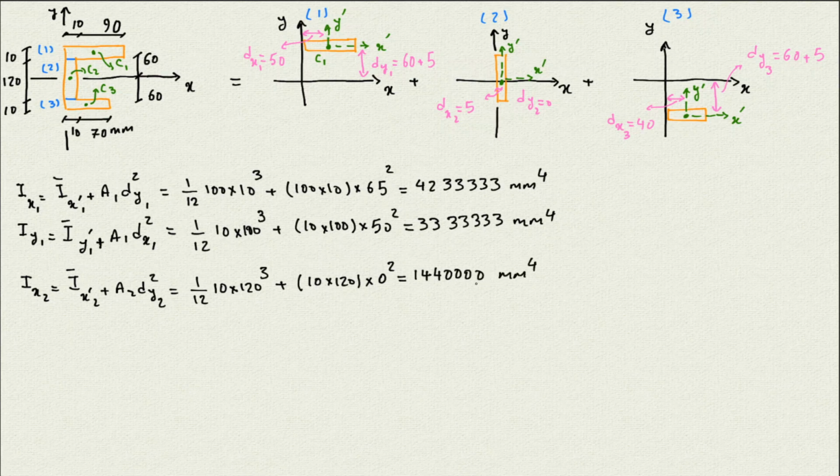And then the same for the y, for the second one, is the moment of inertia about its centroid plus its area and the distance between axes to the power of 2. So it's going to be 1/12. This time we look at it this way, so the base is 120 and the height is 10, plus, and again the area is 120 times 10, and the distance between the axis, the y prime and the y, is just 5 squared.